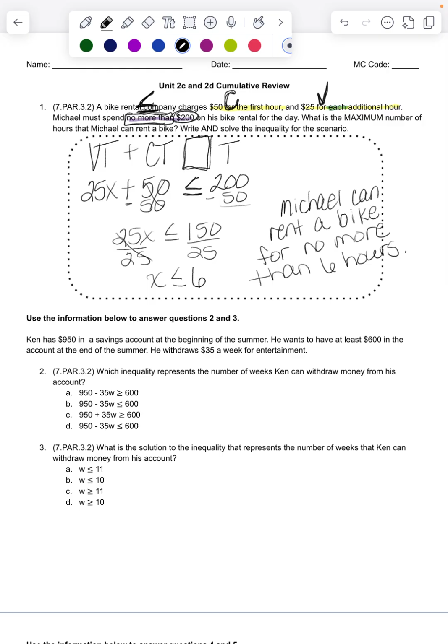All right. Number 2, Ken has $950 in his savings account at the beginning of the summer. He wants to have at least $600 in the account at the end of the summer. He withdraws $35 a week for entertainment.